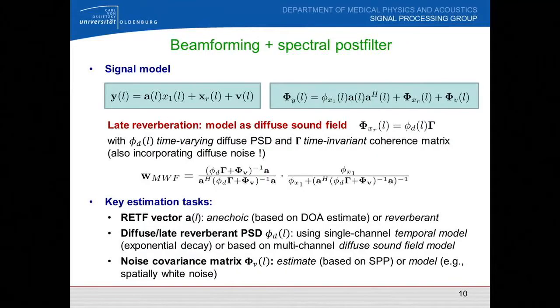So, again, it's a bit of a recap, but what are the key estimation tasks there? We need to estimate this vector A, which is the relative early transfer function vector. You can do this very easily in an anechoic way: just estimate the DOA, and then you also need the microphone configuration, or at least a model, to determine the relative transfer function vector from this DOA estimate. Or you can estimate it in a reverberant way, which I will also do and propose.